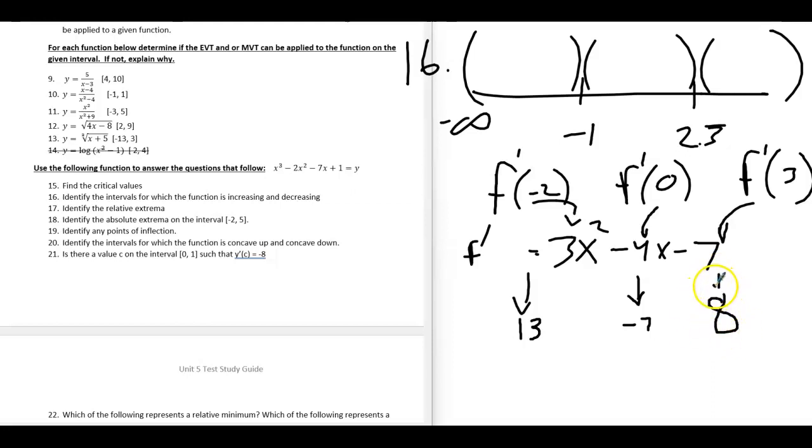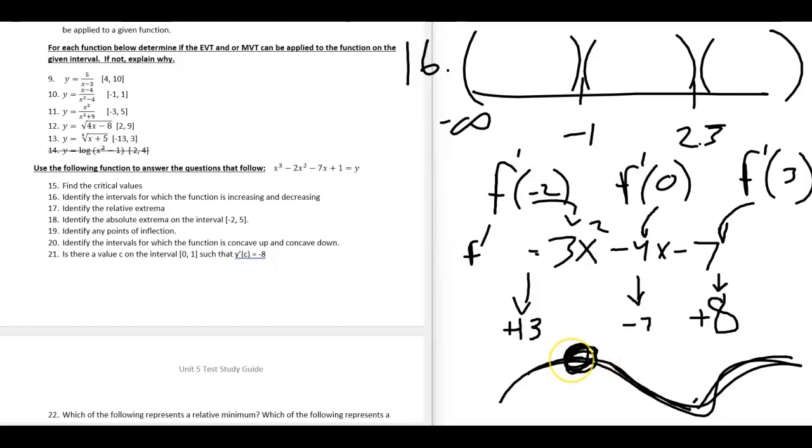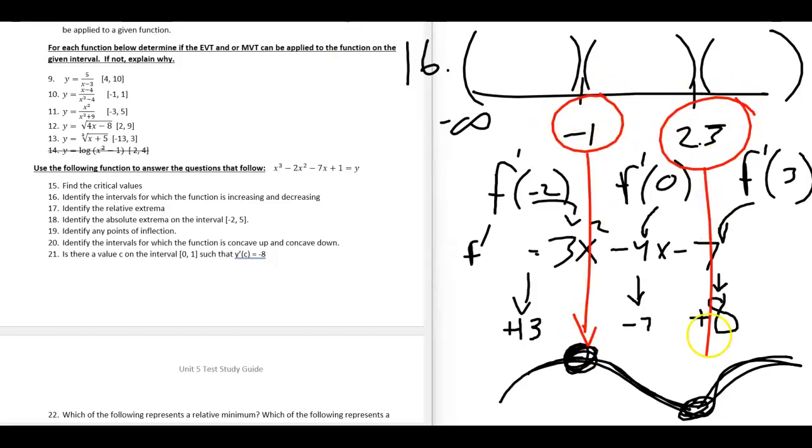Now, I don't really care about the numbers so much, but I care about the signs. This is positive, this is negative, and this is positive, which means that my function is sloping upwards here, here it's sloping downwards, and then here it's sloping upwards again. And so my graph is going to be looking something like this, where, let me change colors here so it's easier to see. -1 is here, and this critical value is here. And as you can see, that's going to help us in one of our questions coming up soon about which ones are relative min and which ones are relative max.